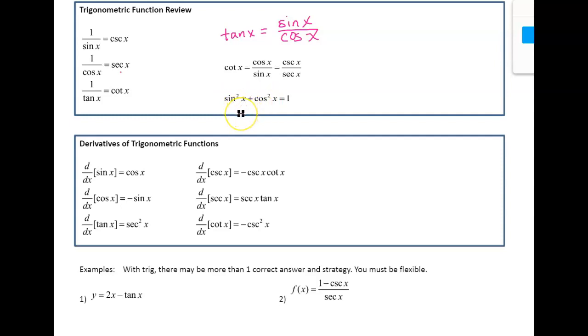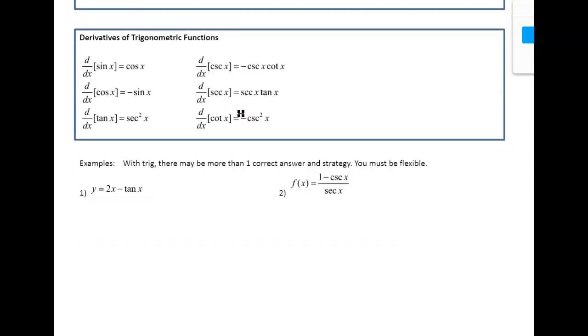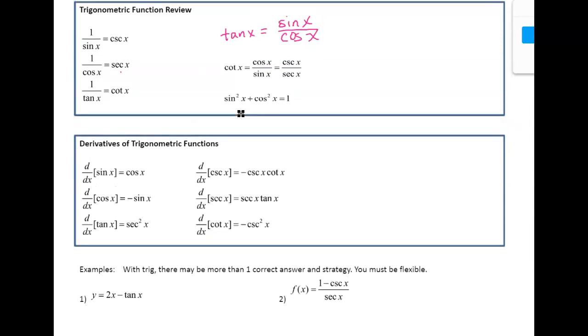Okay? So the derivatives, I'll leave this up here. We've already seen this one and this one, but we have 4 more that we need to memorize. So the derivative of tangent is secant squared. The derivative of cosecant is negative cosecant times cotangent. The derivative of secant is secant times tangent, and the derivative of cotangent is negative cosecant squared. So it really just becomes a memorizing game. The one thing that's missed the most often are the signs.